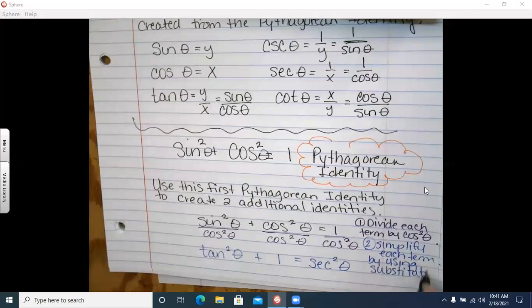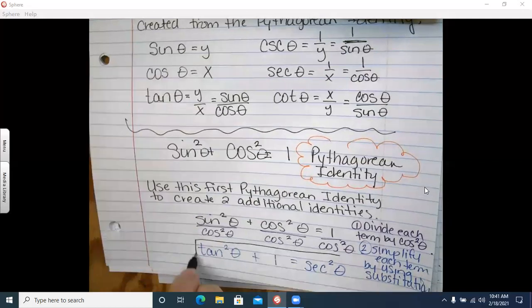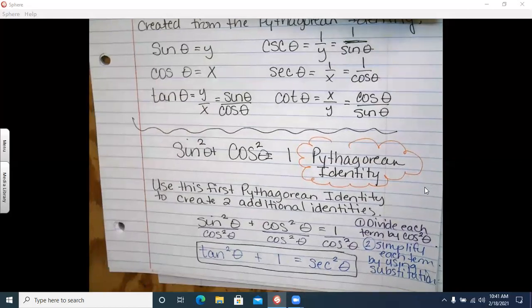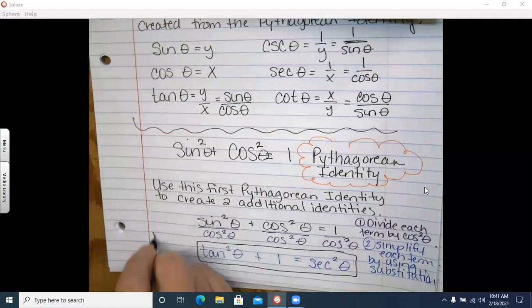What we have created here is another Pythagorean identity. It's probably used second most often, okay? So we know 2 Pythagorean identities. So we created a second Pythagorean identity.